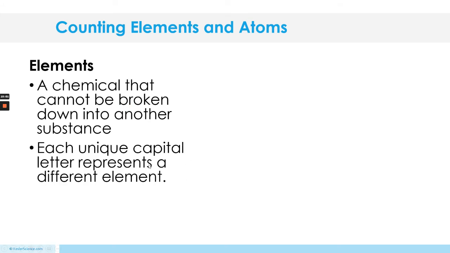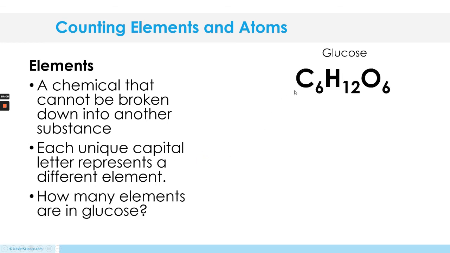Each element has a unique capital letter that represents a different element. So here we have C6H12O6. This is glucose. It's part of photosynthesis. It's the sugar that's created by plants. And so to figure out how many elements, if the question is asking you how many elements there are, you underline all the capital letters. So we have underline C, underline H, underline O, and that means that we have 3 elements. We have carbon, we have hydrogen, we have oxygen.